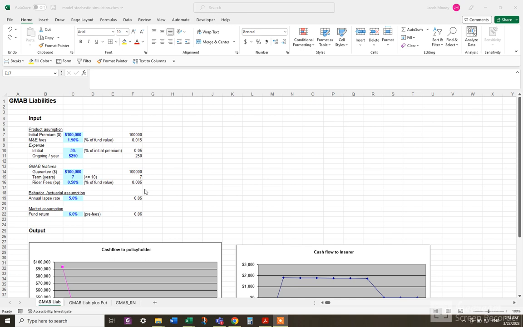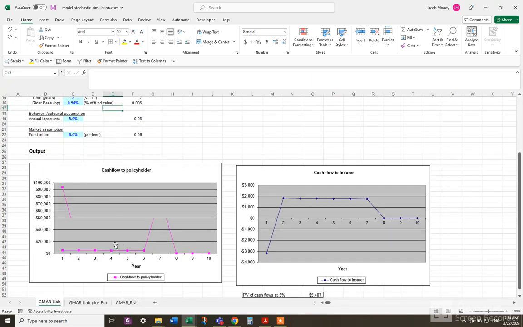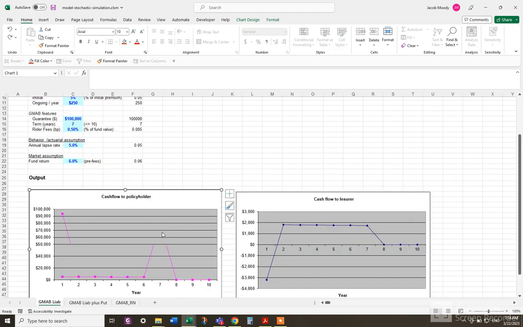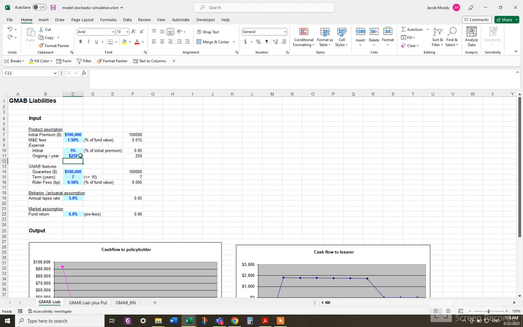This video talks about the first tab in the model stochastic simulation that the SOA provides. I want to just break down and talk a little bit about these values right here and what they mean to the insurer versus to the policyholder. You'll see the image right here. It takes a little bit for it to render, so we'll just be patient there.